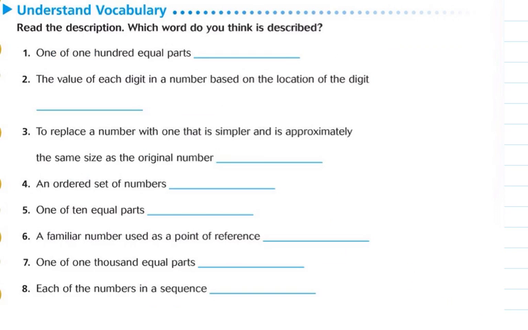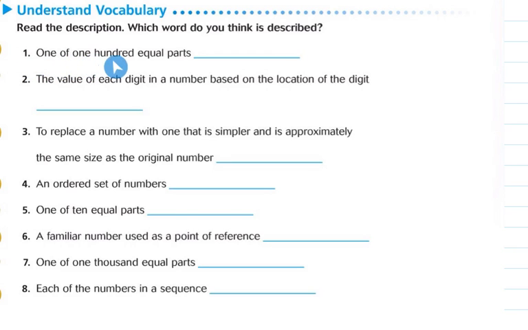So now, boys and girls, we're going to go to the understand vocabulary. Read the description. Which word do you think is described? It's going to be really important, boys and girls, that after you complete this vocabulary activity, you make note cards. On one side of the note card, you want to make sure you write the vocabulary term, and on the other side, you are going to write the definition. So let's start here. Number 1.